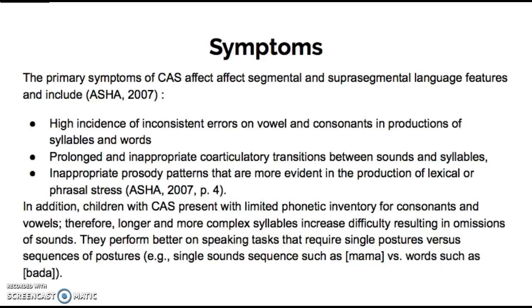The primary symptoms of CAS affect segmental and suprasegmental language features. These symptoms include high incidence of inconsistent errors on vowels and consonants in production of syllables and words, prolonged and inappropriate coarticulatory transitions between sounds and syllables, in addition to inappropriate prosody patterns that are more evident in the production of lexical and phrasal stress.